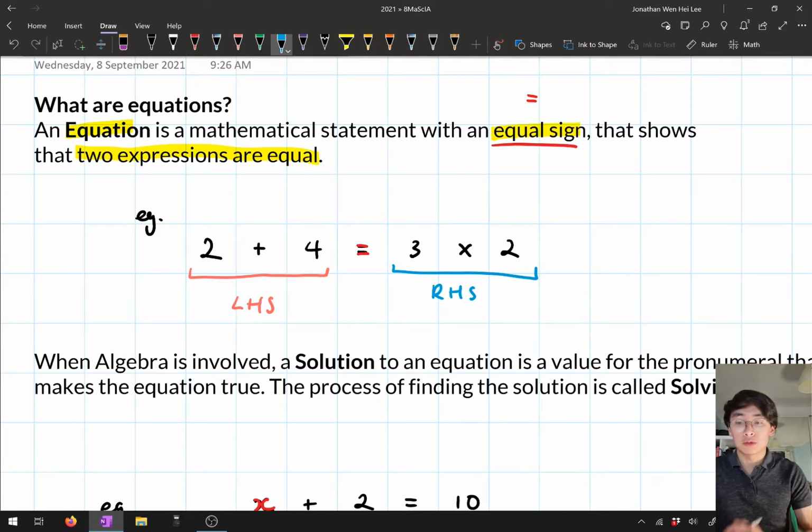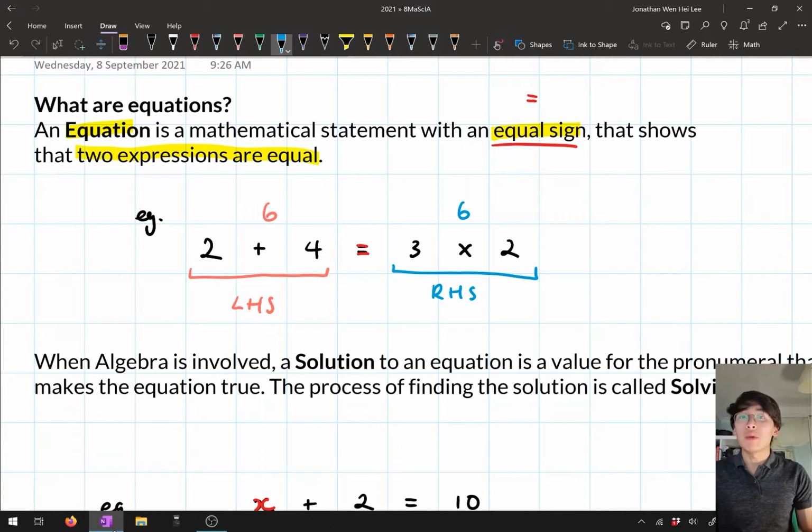Now, if you do those calculations quickly in your head, 2 plus 4 is actually 6. And 3 times 2 is also 6, which makes this equation true. So the equal sign just tells me that the two sides of my equation are equal. I've got an expression on my left-hand side, and an expression on my right-hand side. So this is what an equation is. It shows that two expressions are equal. The left-hand side is equal to the right-hand side.